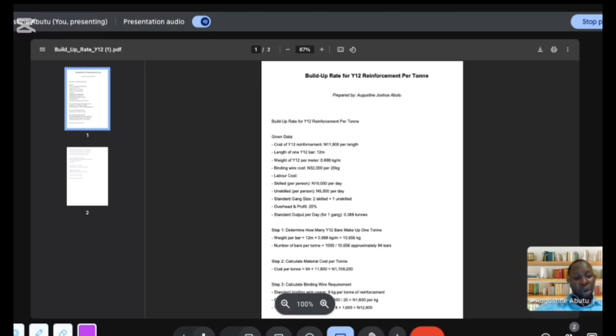So to be able to know the cost of 1 ton of Y12, you will now multiply the cost per one length, which is 11,800, multiplied by 94. So once you multiply that, it will give you the cost in 1 ton, which is 1,109,200. So that's the cost of 1 ton.